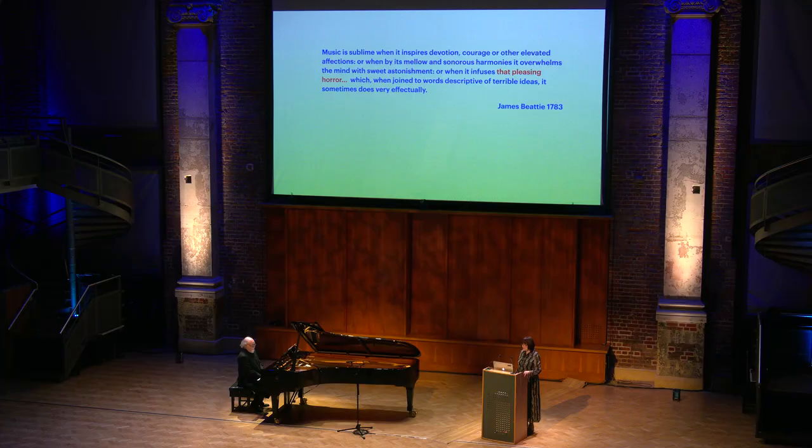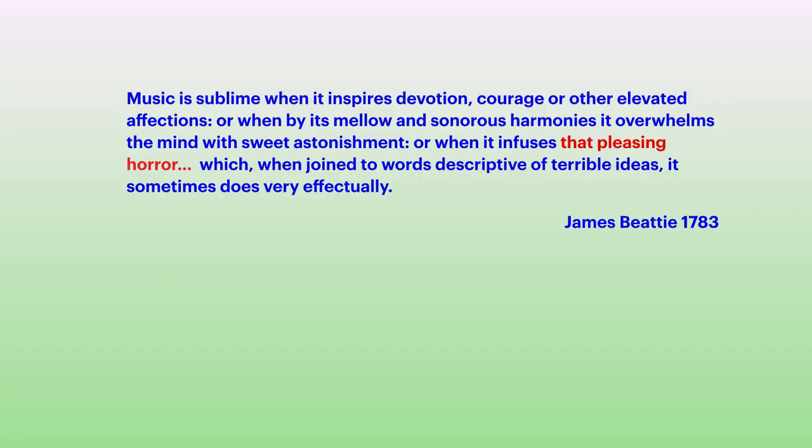And another, Scottish poet, James Beattie, writes a few years later about that pleasing horror, which, when joined to words descriptive of terrible ideas, music can invoke quite effectively. It's the idea that horror can be pleasing, that it is something that we're looking for in music. And I think that probably one of the ultimate expressions of this ombra context is the final scene of Mozart's Don Giovanni, where the statue finally comes for him, and it begins precisely with the diminished seventh chord.